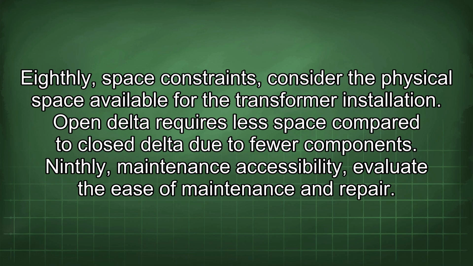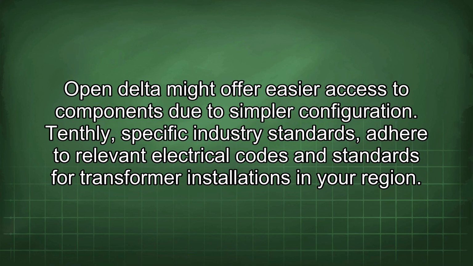Eighthly, space constraints. Consider the physical space available for the transformer installation. Open delta requires less space compared to closed delta due to fewer components. Ninthly, maintenance accessibility. Evaluate the ease of maintenance and repair. Open delta might offer easier access to components due to simpler configuration. Tenthly, specific industry standards. Adhere to relevant electrical codes and standards for transformer installations in your region.